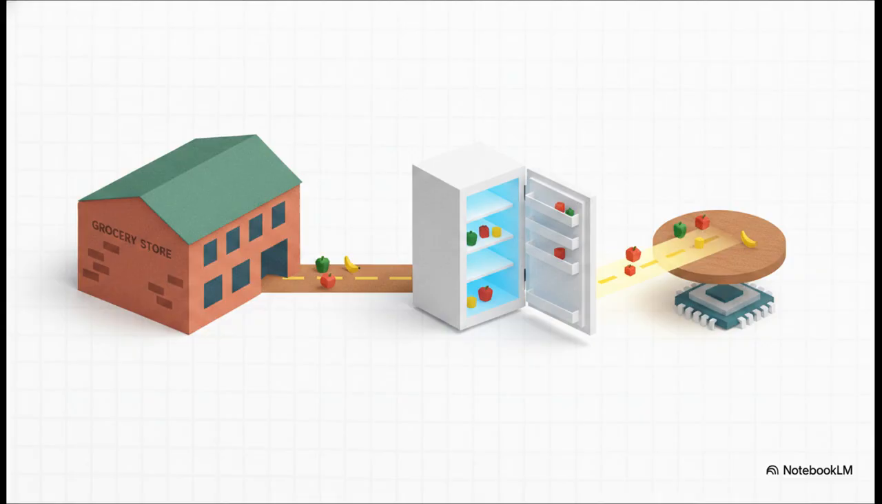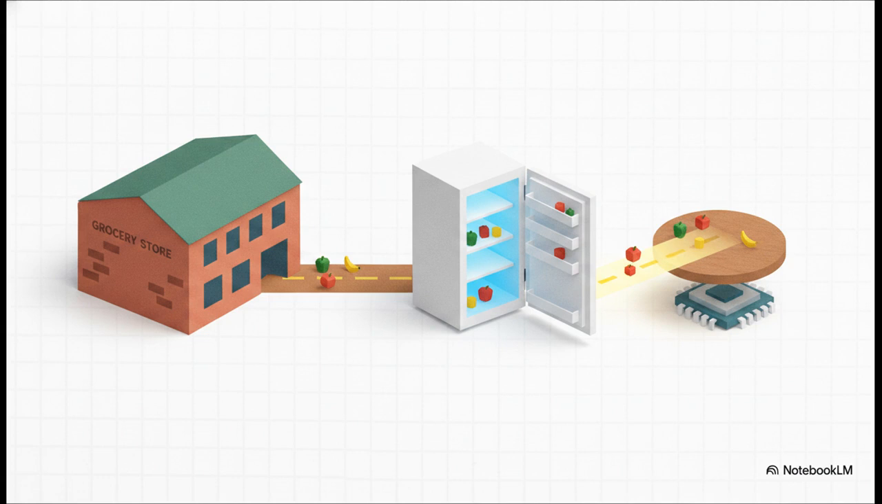Now, there's a really critical distinction here between RAM and storage that we need to talk about. RAM is volatile. That means the second you pull the plug and cut the power, all that data completely vanishes. Storage, on the other hand, like your SSD, is non-volatile. It holds onto your files permanently, power or no power.